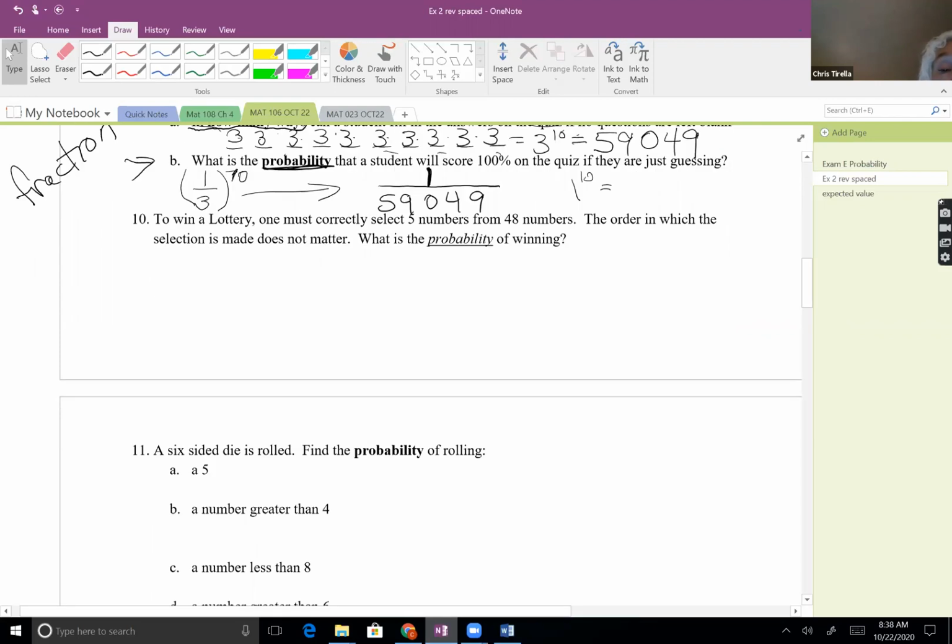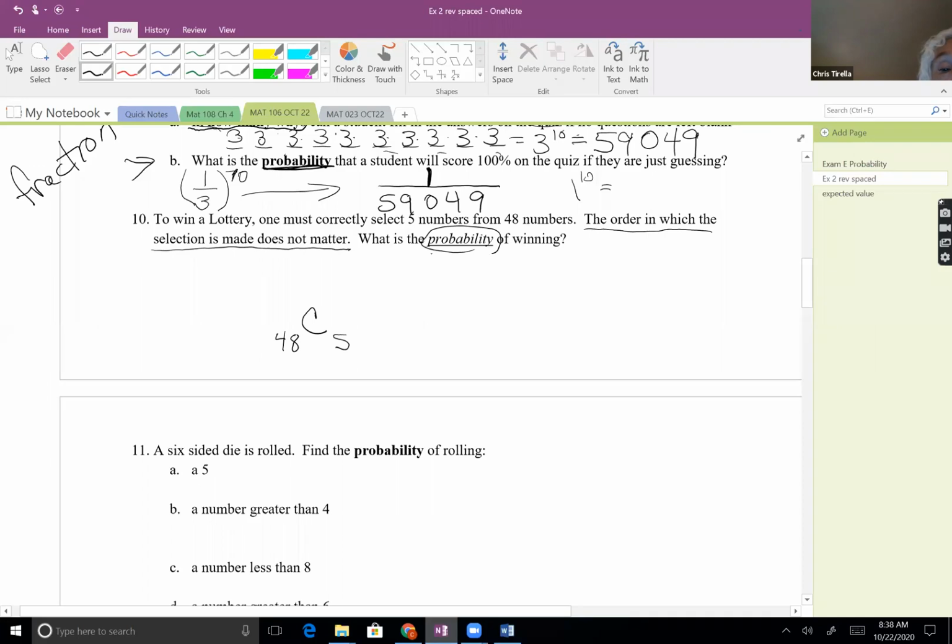Next one, similar yet different. To win a lottery, one must correctly select 5 numbers from 48 numbers. The order in which the selection is made does not matter. Everybody all right? Order does not matter. Shouts out to me. Combination. I'm going to pick from 48. I'm going to choose 5.